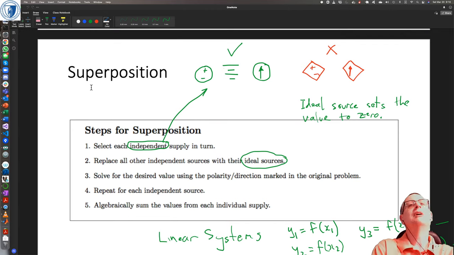These are the ones in green at the top of the screen now: the voltage supply, the battery type, or the current version, which are the ones in circles. That is, you cannot use dependent supplies, the ones in diamonds on the right in red. And then we replace all the other independent sources. So if we've got multiple independent sources, we select one of them, and then we replace all the others with an ideal source.